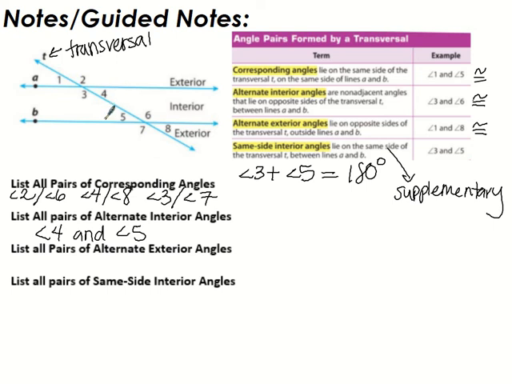Alternate exterior already gave us 1 and 8, so our other pair would be 2 and 7 because they're both on the outside and opposite of each other. And then list all pairs of same side interior. They already gave me angle 3 and 5, so my other set is 4 and angle 6. Alrighty.